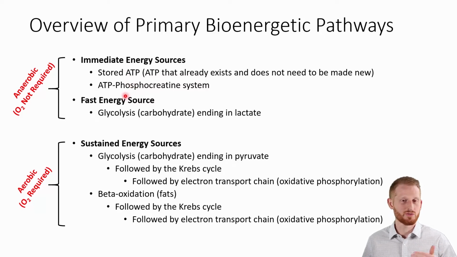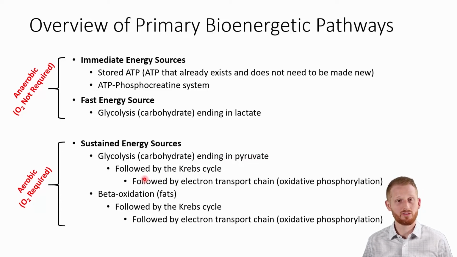All right, and then we go to our fast energy sources. So now we're not quite as quick as being immediate, but still very, very quick. And this is going to be glycolysis. This is the system that breaks down carbohydrate, ending in this case in lactate if it's anaerobic metabolism. And if we have aerobic metabolism keeping up with the energy needs, then we have glycolysis that ends in pyruvate. And we'll get into these details again in another video. I'll link to that video down in the description below where we'll talk about glycolysis.